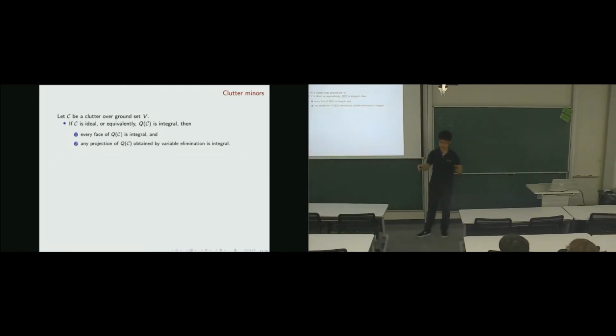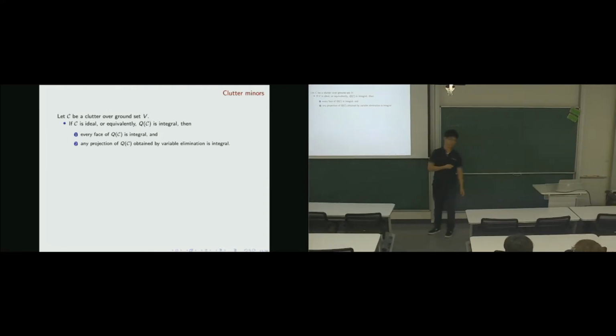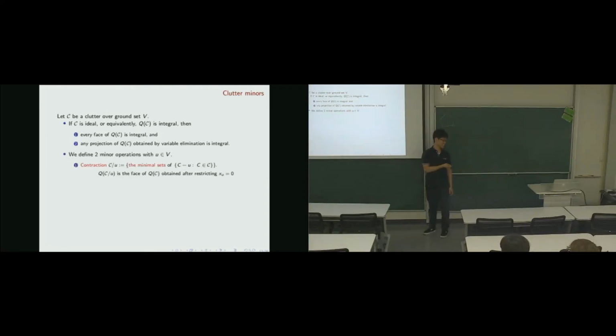And then if you look at the polyhedron in the projection, their extreme points are coming from extreme points in the higher polyhedron. And that's why they are integral. Okay. Using these two observations, you can define minors that are set theoretic.